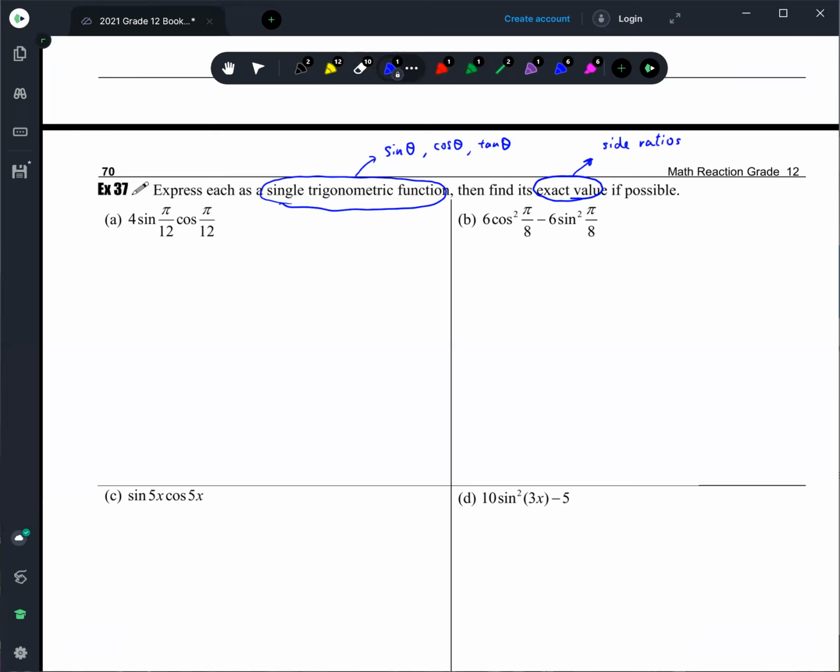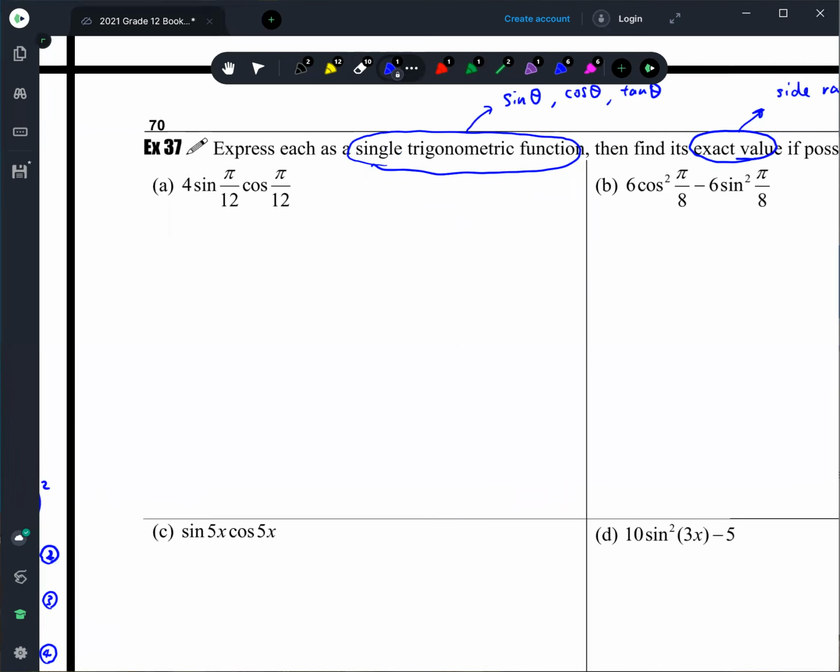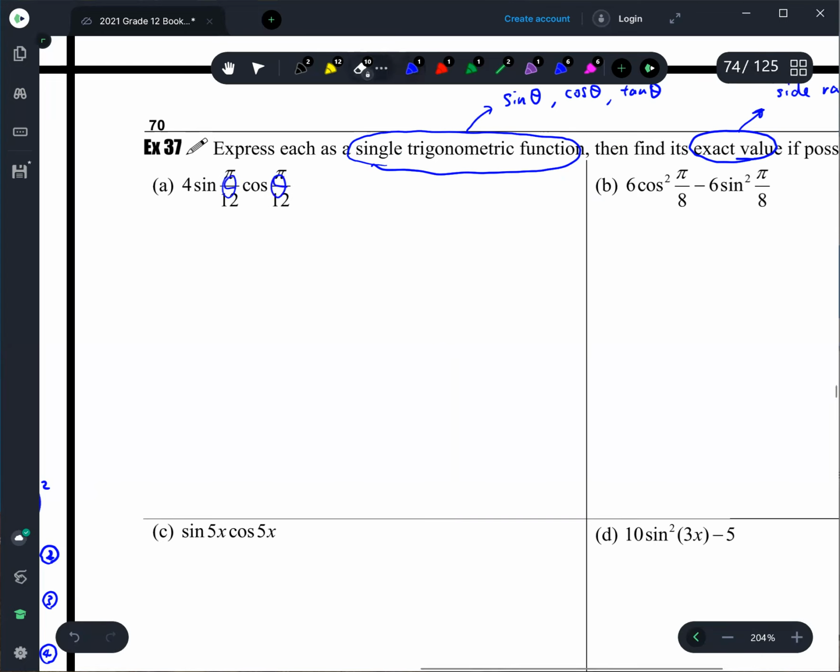Are you ready? Let's look at the first question. I'll break it down into 3 steps, so you can just follow that for every single question. When you are given a question like this, you have 4 sine pi over 12, cosine pi over 12. The pi over 12 is theta, the angle, or you can call it A. Just keep in mind they're just angles. So we have 4 sine A cosine A. First, you want to choose your step 1.